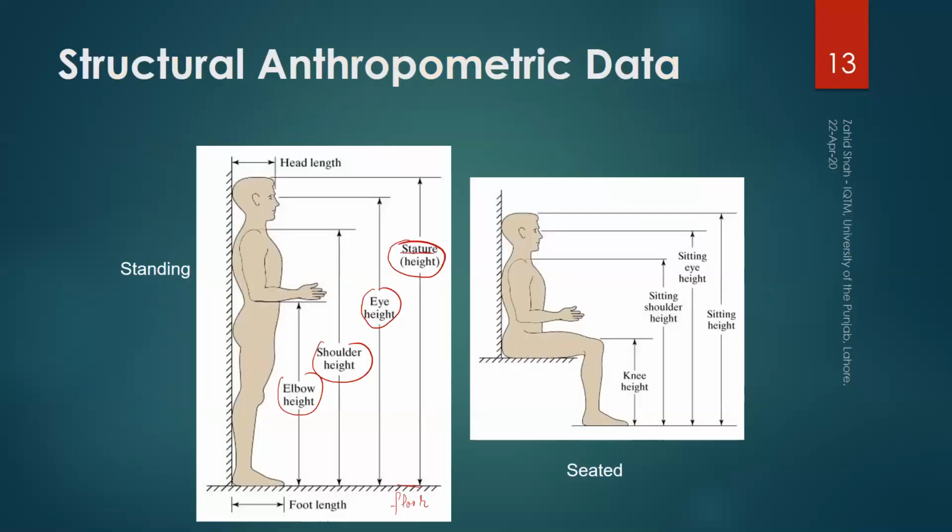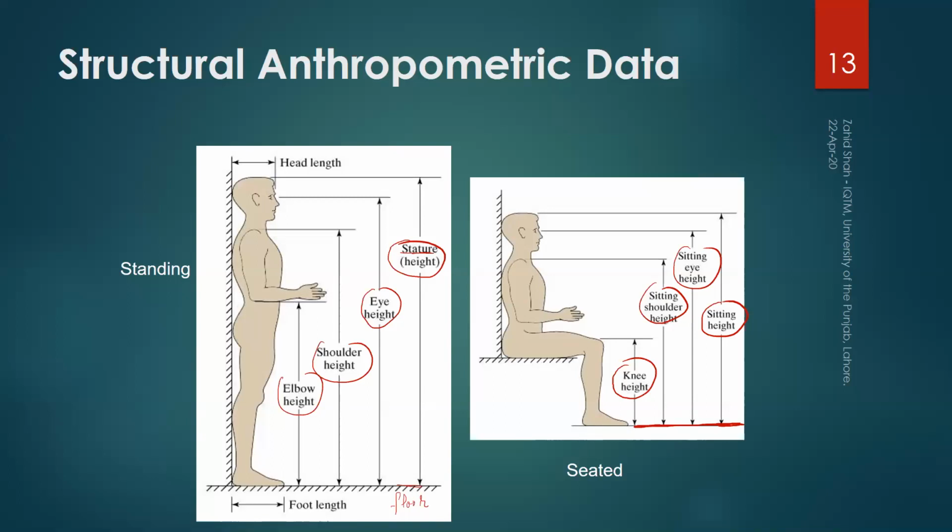Same is true about seated dimensions. So we have, for example, sitting height, sitting eye height, sitting shoulder height, and knee height. So they are all being measured with respect to this plane. So that is a reference plane or reference line outside the human body.